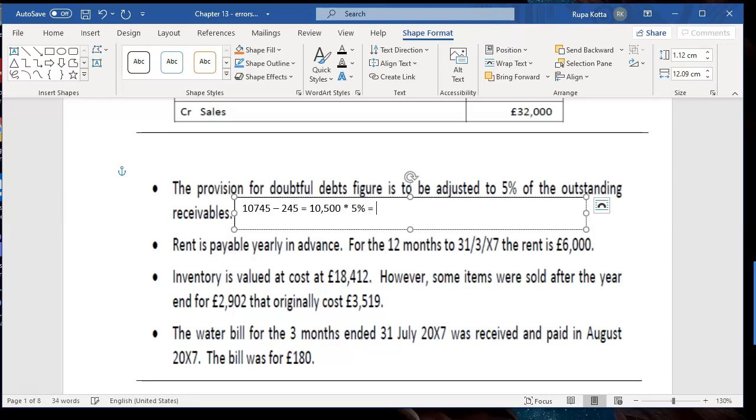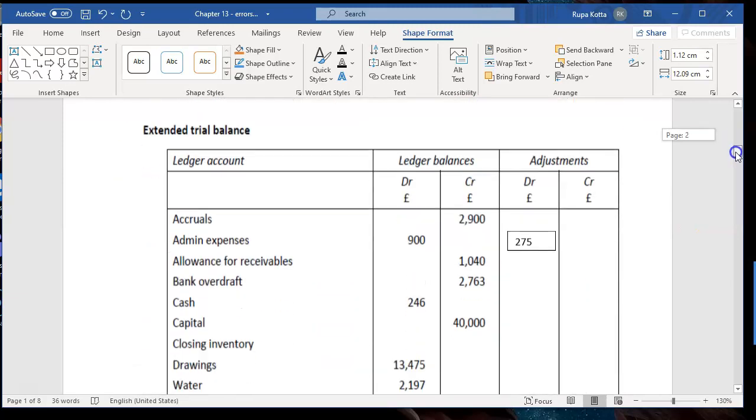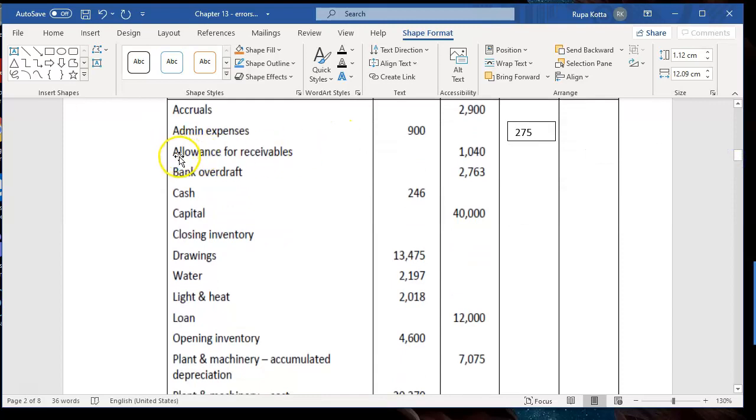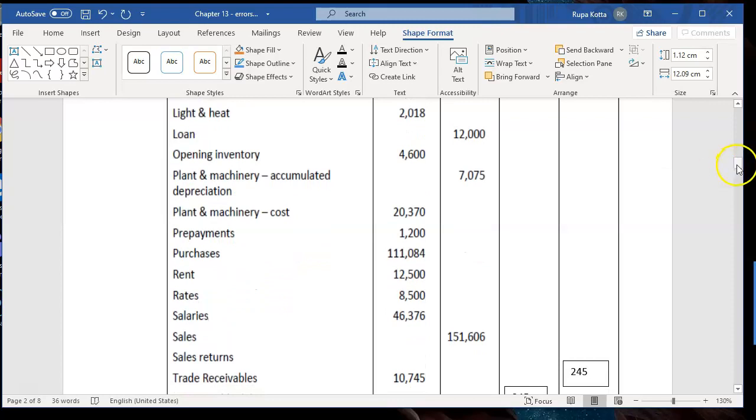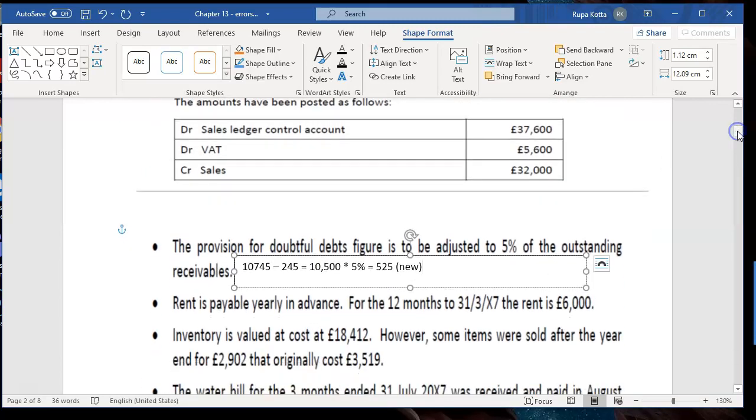On that, you need to calculate 5% for the allowance. So let's calculate 5% on that. I got a new allowance of 525. Please notice in the question if there is any old existing allowance. You can see allowance for receivables, allowance for doubtful debts, same thing, is 1040. So your old allowance is 1040. So your new allowance is 525, but your old allowance is 1040. So you can see that the allowance is decreasing.